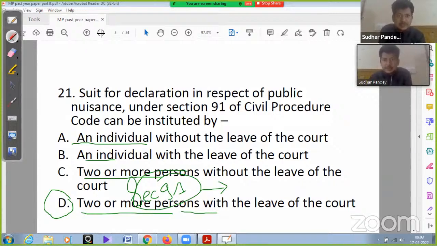Next question will be your question number 22. Question number 22 क्या बोल रहा है? Just a second.